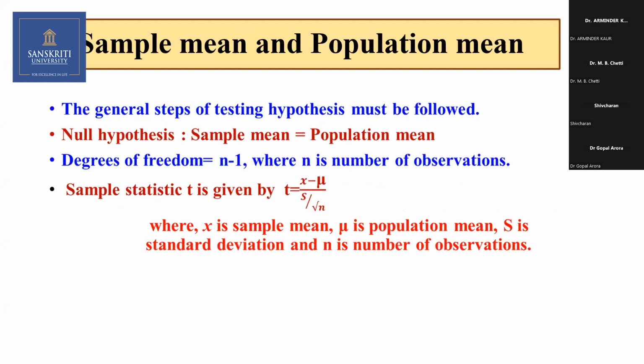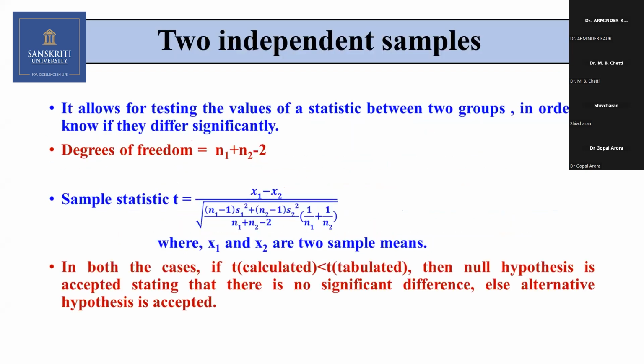Now, the null hypothesis says that the population mean and the sample mean are equal. Mu is equal to mu hat, like this. And the sample statistic is t equals X bar minus mu, divided by S by root n, where X bar is the sample mean, mu is the population mean, and S is the standard deviation, which we are going to calculate. For two samples, you need not worry about the formula because you get ready-made computer output. You just concentrate on when to use which test and how to interpret.